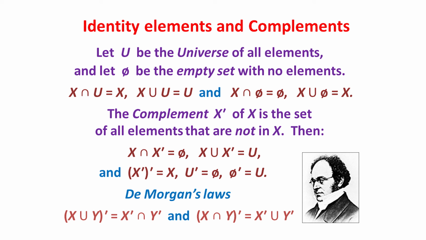We can also prove two laws named after the Victorian mathematician Augustus de Morgan. For any two sets X and Y, the complement of their union is the intersection of their complements. And the complement of their intersection is the union of their complements. This is all getting rather wordy, but we can use pictures to illustrate what's going on.